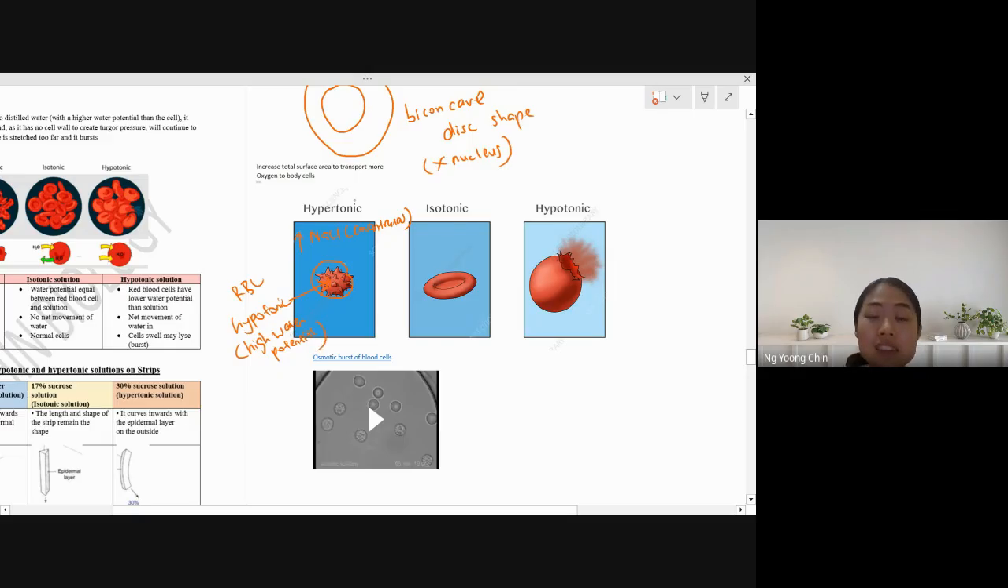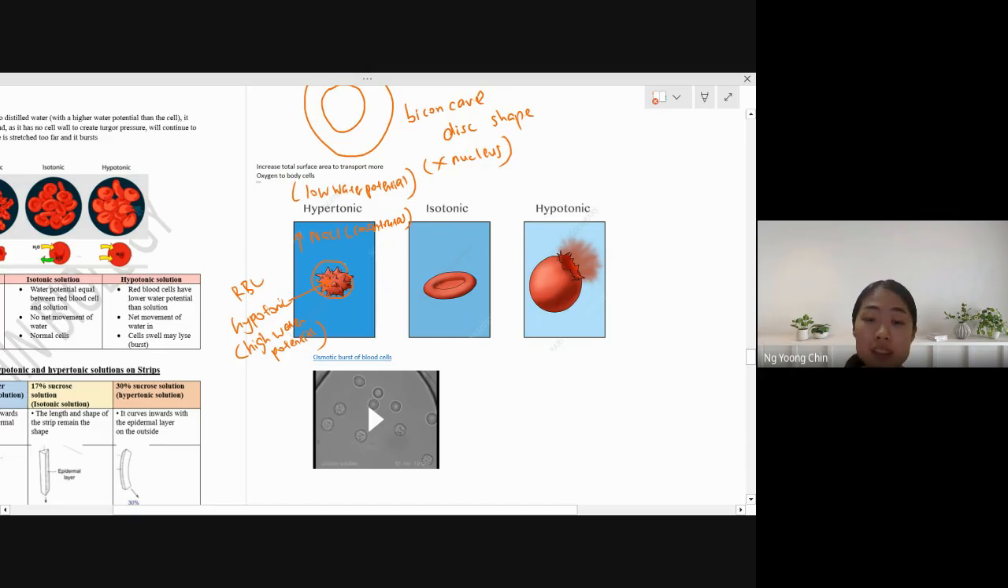Okay, and then the solution itself is hypertonic. That means it has a low water potential. So the golden rule for osmosis is that water will diffuse from the red blood cell, with a high water potential, into the surrounding hypertonic solution, which has a low water potential. So water diffuses out from the red blood cell.